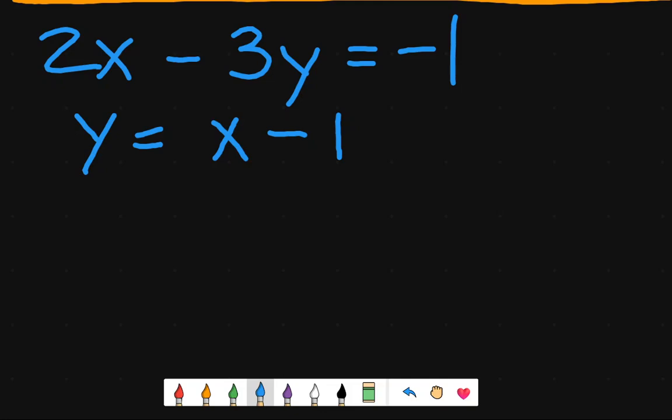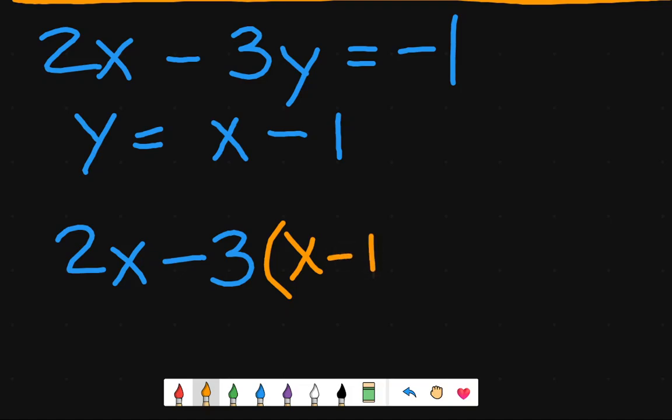So we have 2x minus 3. No, we don't have it equal to. It's minus 3. So let's go back and take that equal sign out of there. So minus 3. And now I'm going to substitute y for x minus 1. So y becomes x minus 1. So it's now 3 times x minus 1. And that's going to be equal to -1, just like we had in the first equation.